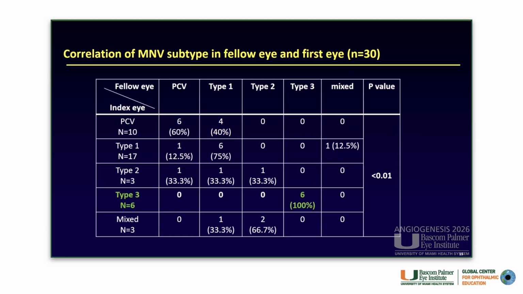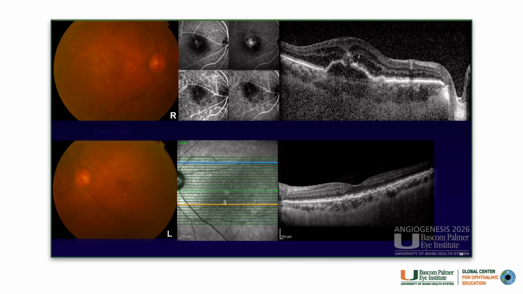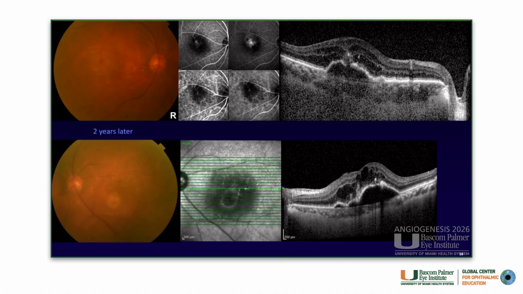Moving on to type 3, you can see that all 6 eyes that had type 3 in the first eye developed type 3 in the second eye, highly concurrent. Here are a couple of examples. Type 3 in the first eye, pseudodrusen and drusen in the left eye, also not such thin choroid. And you can see at 2 years development of type 3, very symmetrical appearance.